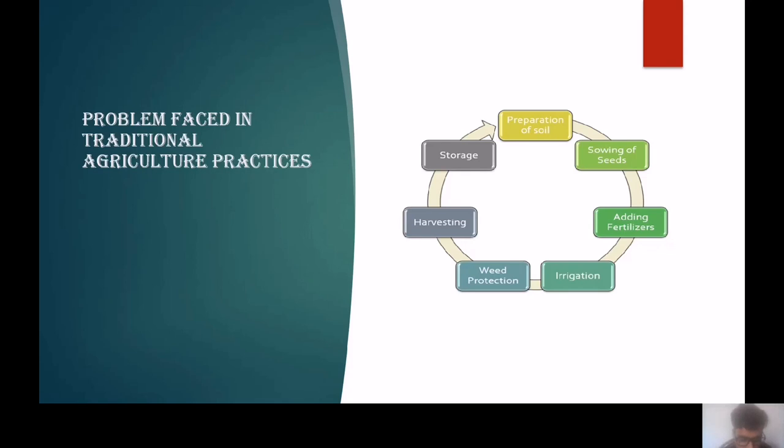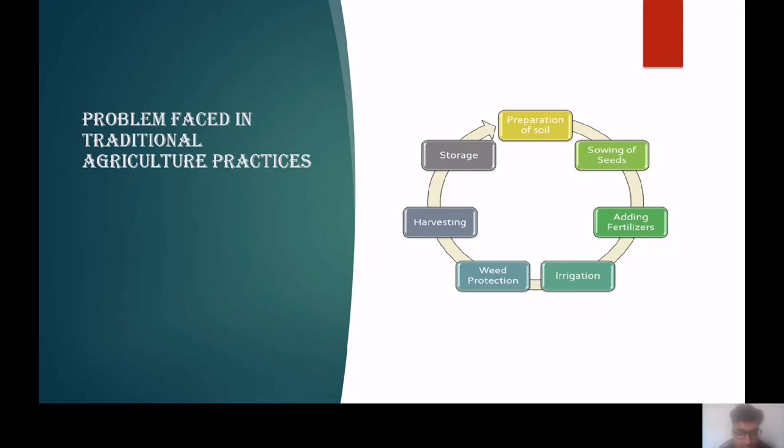Then coming to irrigation. This stage helps to keep the soil moist and maintain humidity. Underwatering and overwatering can hamper the growth of the crops, and if not done properly, it can lead to damage of the crops.